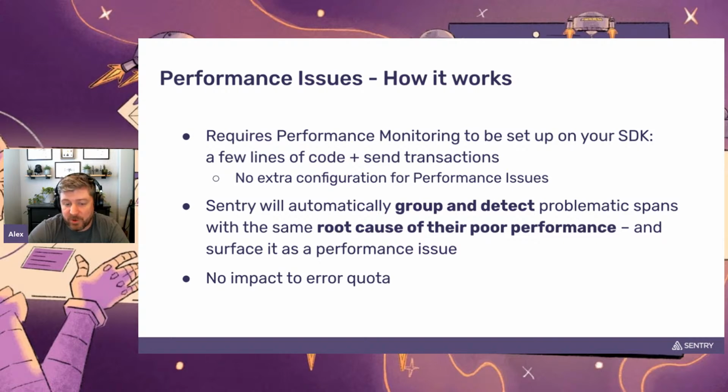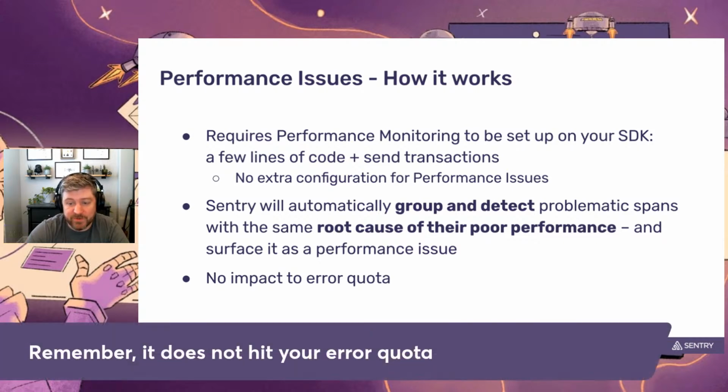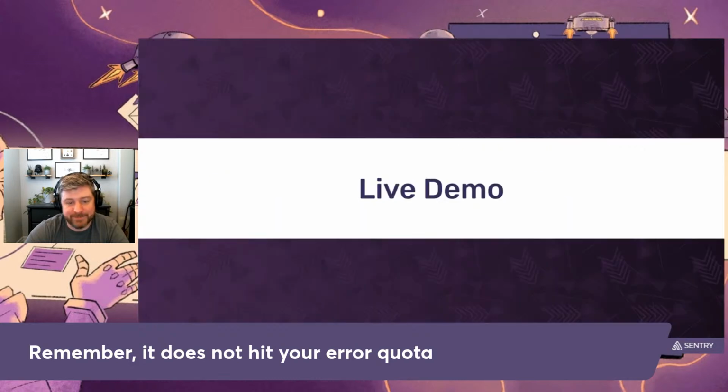And as a final bonus for performance issues, even though they show up in your issues feed alongside your errors, they don't impact your error quota. That's really important to remember. They don't impact any other quotas either. If you're sending transactions to Sentry, you get performance issues, no quotas, no extra costs. And with that summary, I'll pass it on to George for a demo.